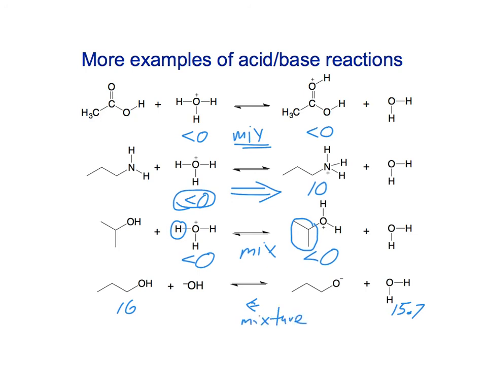So this is how we determine the position of the equilibrium. We ended up with a lot of mixtures here, but what we look for is the stronger acid, and the reaction will lie to the opposite side of the equation from the stronger acid. So go ahead and try these two examples on your own.